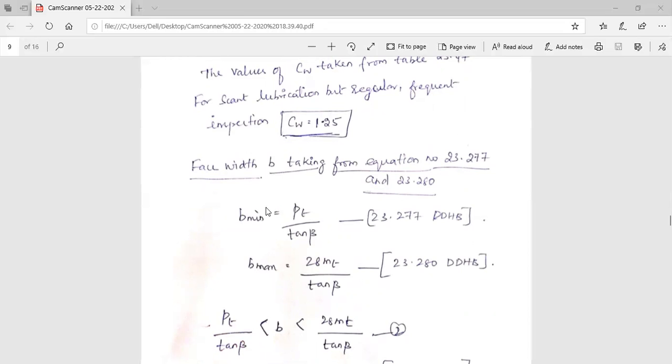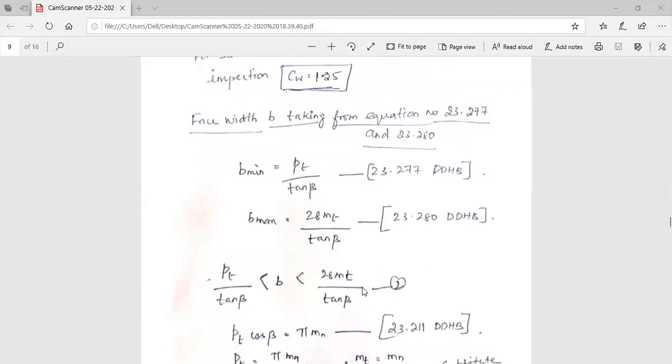The phase width minimum is equal to Pt divided by tan beta. That is equation number 23.277 in the data handbook. And the phase width maximum is equal to 2π mt divided by tan beta. What is Pt? That is the transverse circular pitch. What is mt? That is the transverse module. T means transverse, n means normal. So refer to these two equations, 23.277 and 23.280, and write the formula for the phase width.